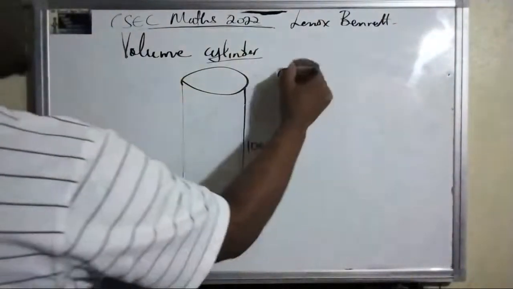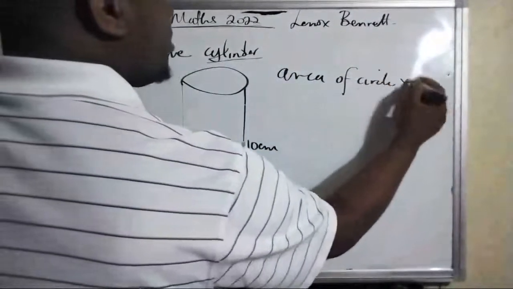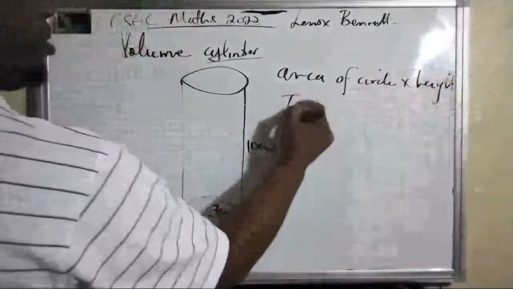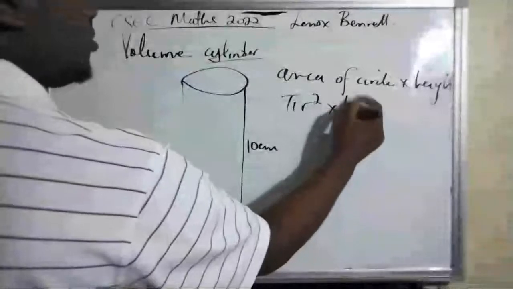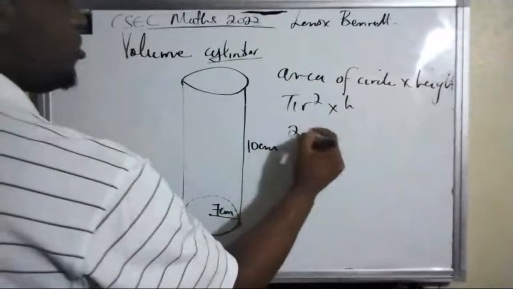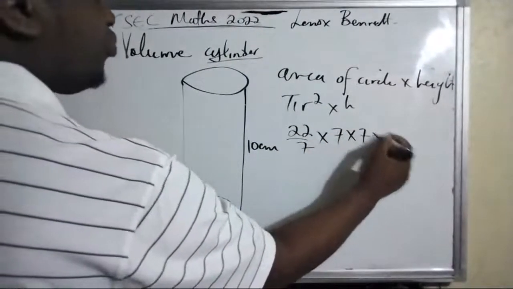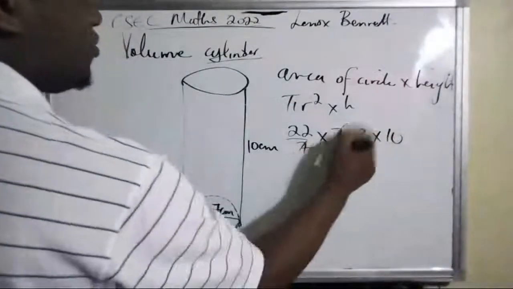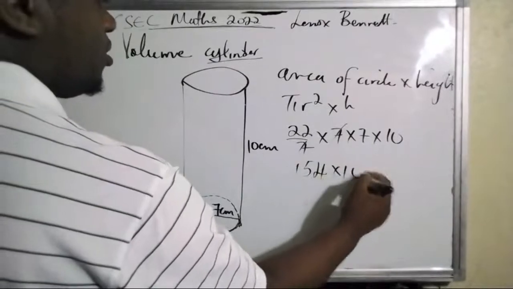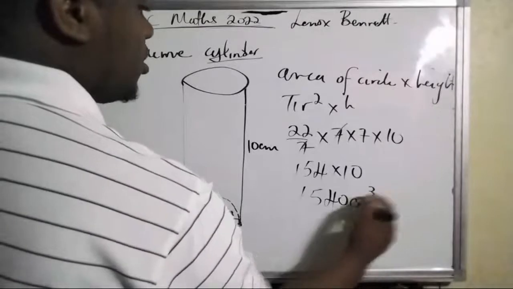So the area of a circle times the height. The area of a circle is pi r squared, and we times it by the height. All right, so that's the general formula. Pi can be 22 over 7, since it's a multiple of 7, so 22 over 7 times 7 times 7 times 10. This gives us 154 times 10, so it's 1540 centimeter cube.